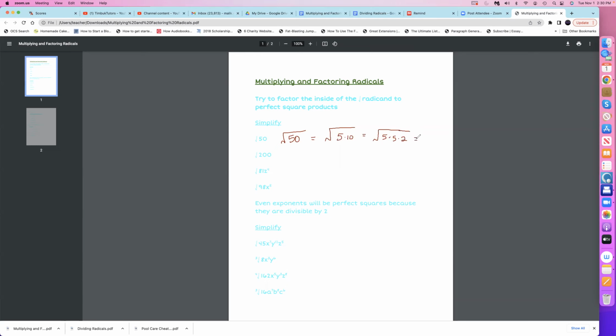And since there's no root index, no little number out here, it's automatically a 2, which means I need 2 of them, a pair, before it can come out of the square root sign. So here I have a pair of 5s, which will come outside the square root sign. The 2 is left inside, and I have 5 square root of 2, which I can check. 5 times 5 is 25, times 2 equals this 50 that I started with way over there.